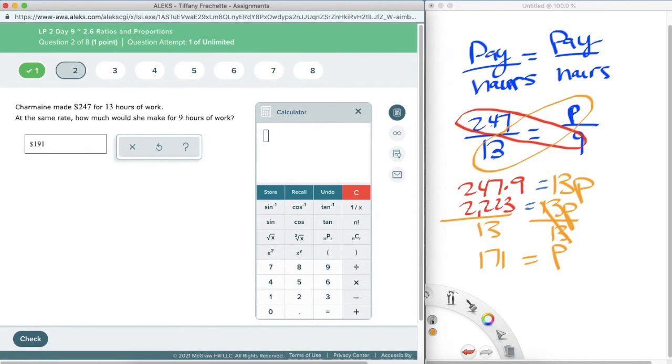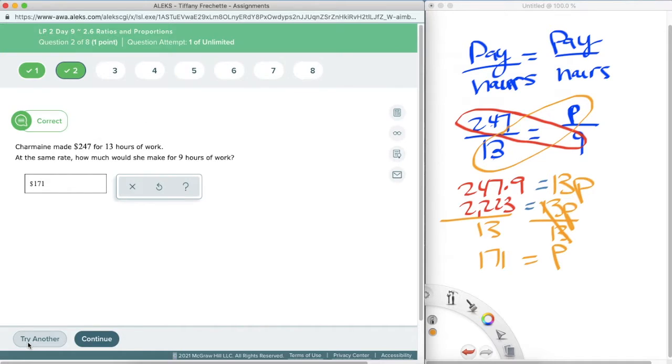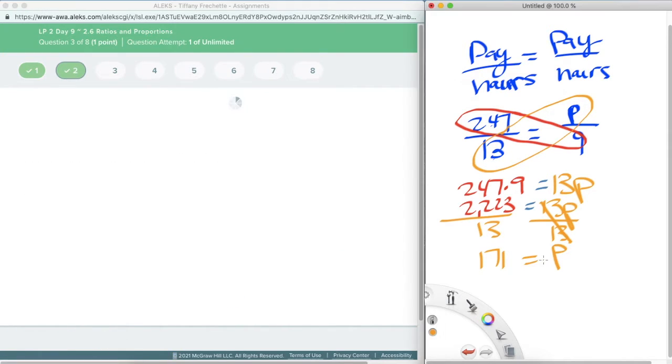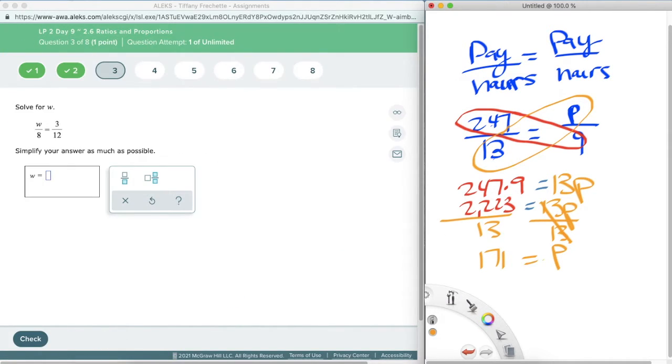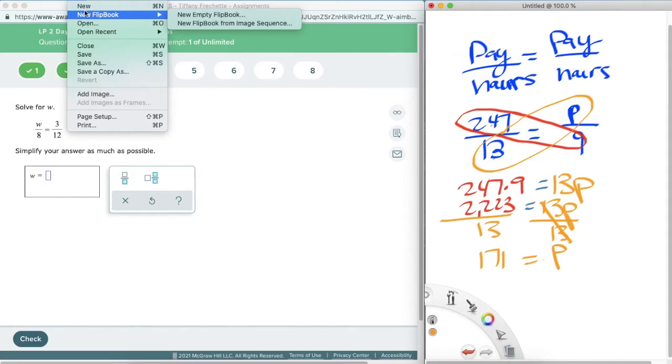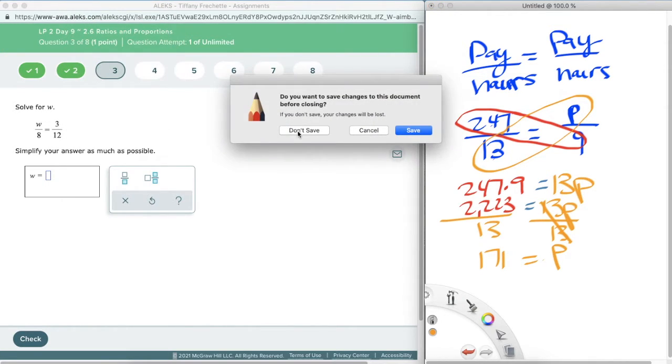Whoops. Help if I'm typing that in right. There we go. Okay, next. All right, so now we do have a proportion. Sorry, I'm just resetting my board here.